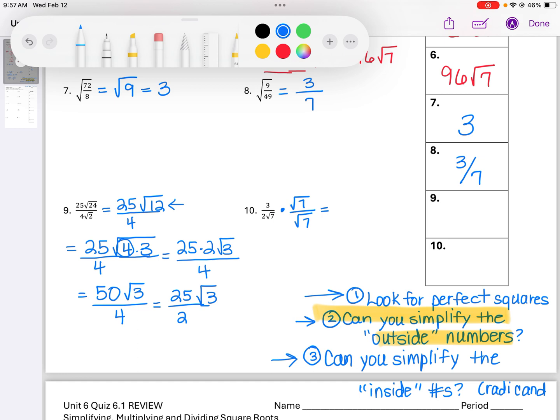On the top, I'm going to have 3 times the square root of 7, just like that. On the bottom, I have my 2 from right here, but then the square root of 7 times the square root of 7 is just 7. So we'll have 3 square roots of 7, and multiply those and you'll get 14. So those last 2 answers.